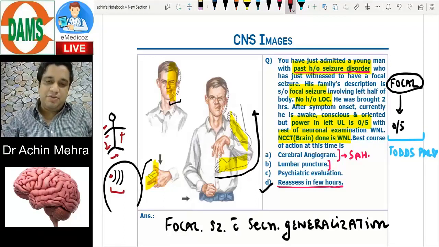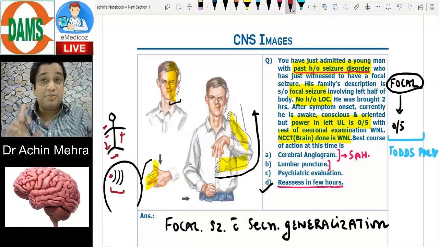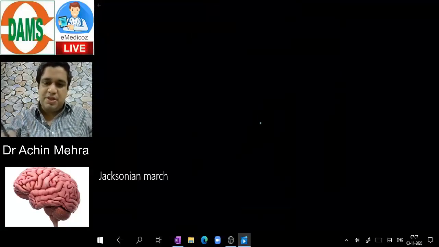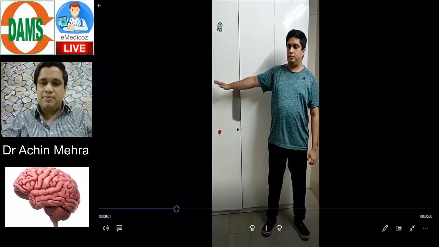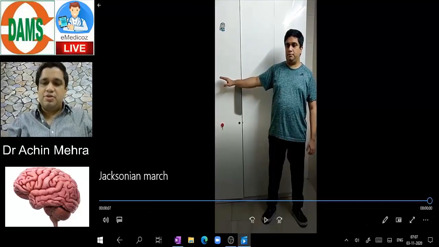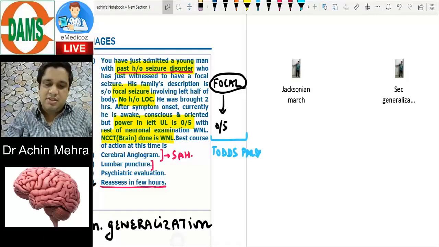Now the common confusion comes into your mind, so why don't you call it a Jacksonian march? If you remember, Jacksonian march was again a focal seizure, but it was restricted to only one particular limb. Let me show a video to explain what I'm trying to tell you. Now this is a patient with a Jacksonian march. Seizure started in the fingers, went on to the forearm, arm, and then to the shoulder, right? So Jacksonian march is a restricted seizure activity involving only one limb.